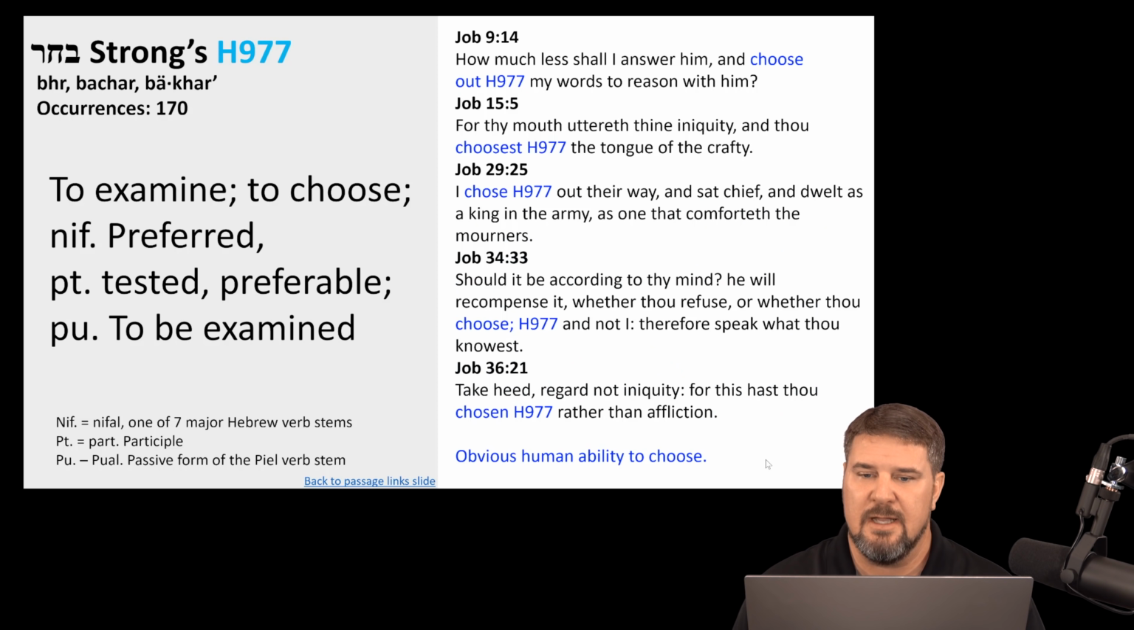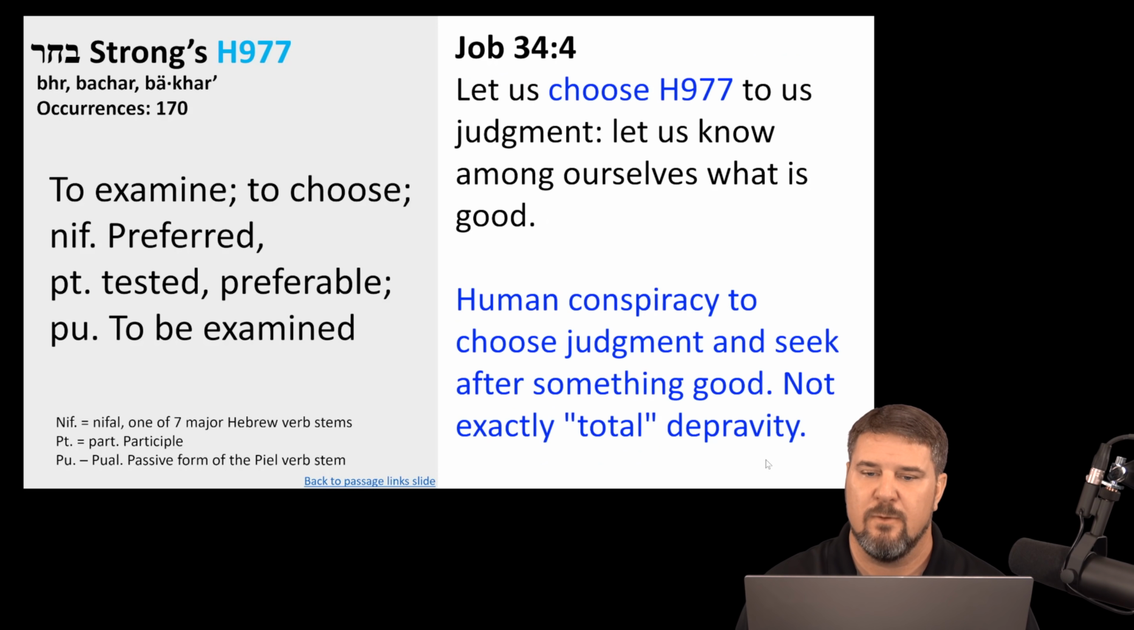In Job, there are several passages here which just show the obvious human ability to choose things. And then Job 34:4, let us choose to us judgment. Let us know among ourselves what is good. There's a human conspiracy. Conspiracy just means breathing together. Okay, it does not always mean a bad thing. It just means getting together and deciding something together. A conspiracy can be out in the open sometimes, and it's perfectly fine, legitimate, and legal. All right. But you have a human conspiracy to choose judgment and to seek after something good.